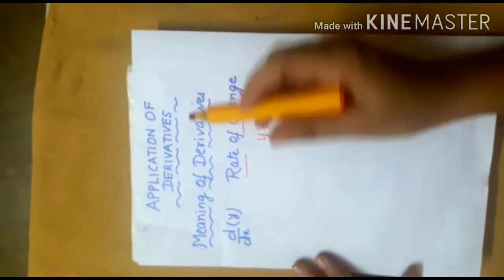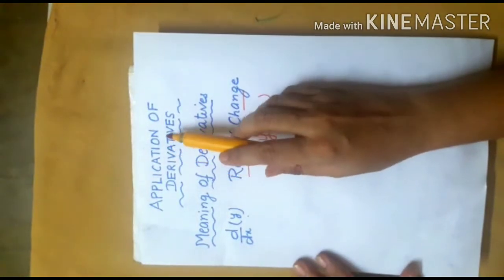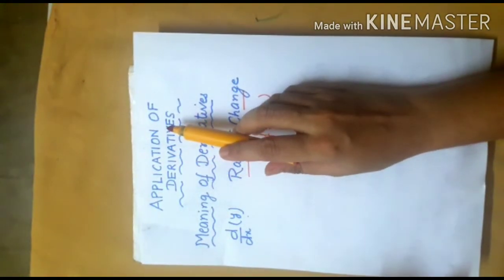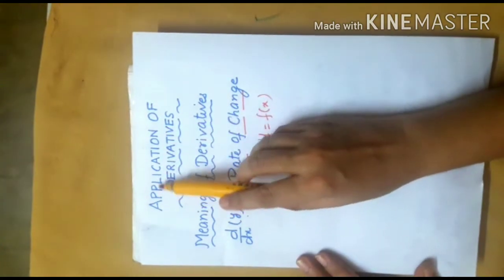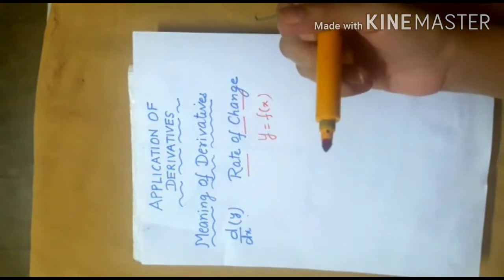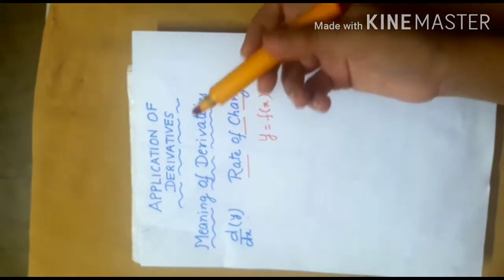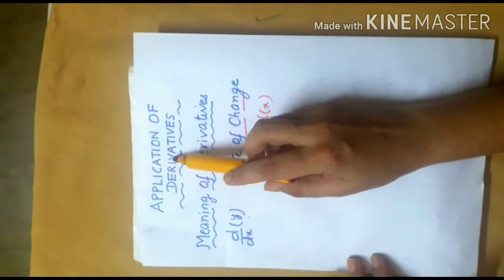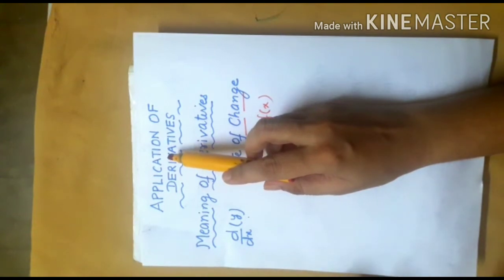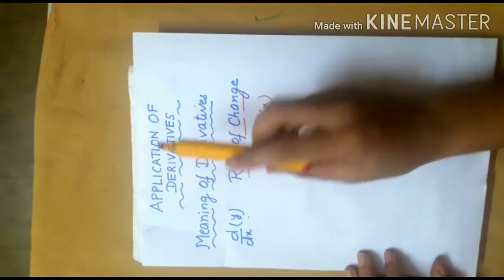In the last chapter, we discussed the derivative of a function. And now we are going to start with our next chapter, application of derivatives. As the name suggests, we will be using the knowledge of derivatives, that is, we will be applying the knowledge of derivatives in solving problems, right?